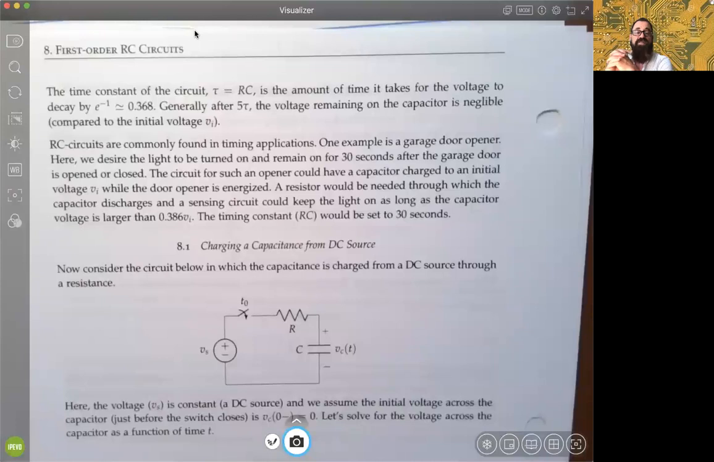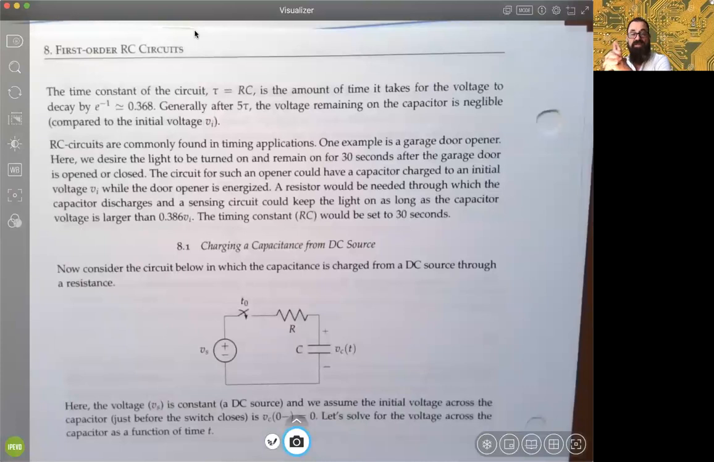So let's look at the next case. Oh, and by the way, the resistor would be needed because if you're going to discharge the capacitor, you have to have resistance to absorb the energy, right? So that's important, okay? A sensing circuit could keep the light on as long as the capacitor voltage is larger than the value that's available, but you want those resistors to absorb that energy and discharge out that capacitance.